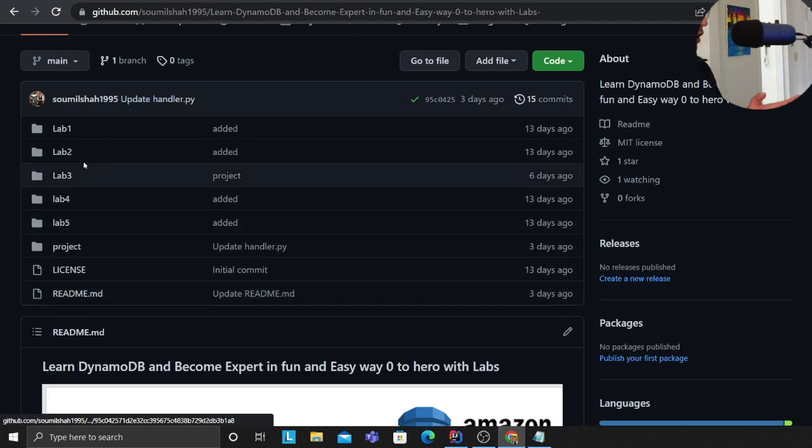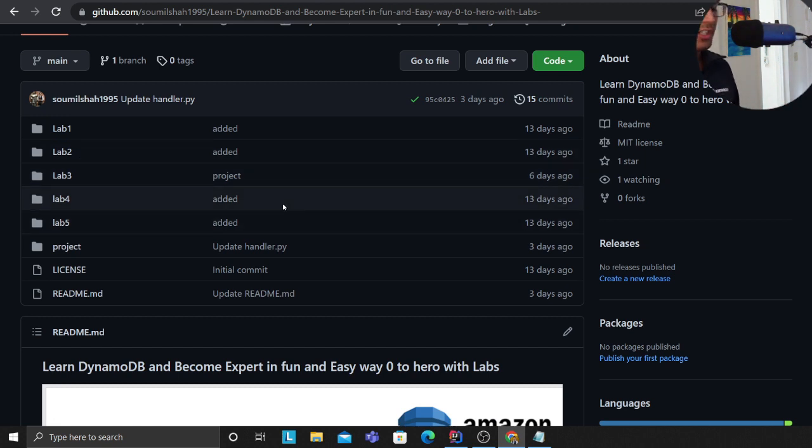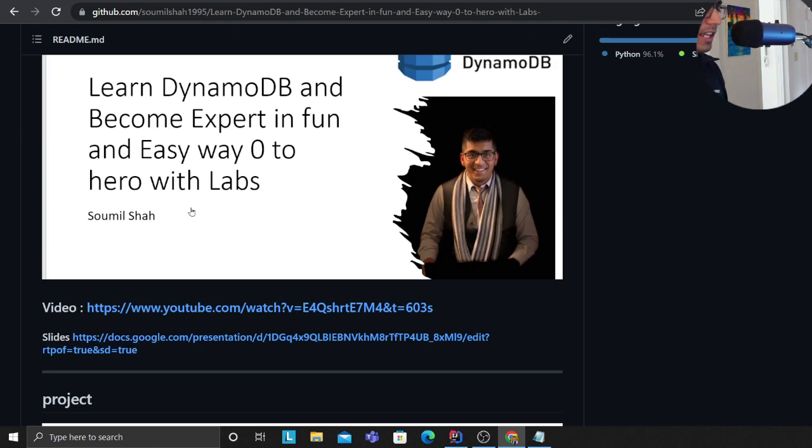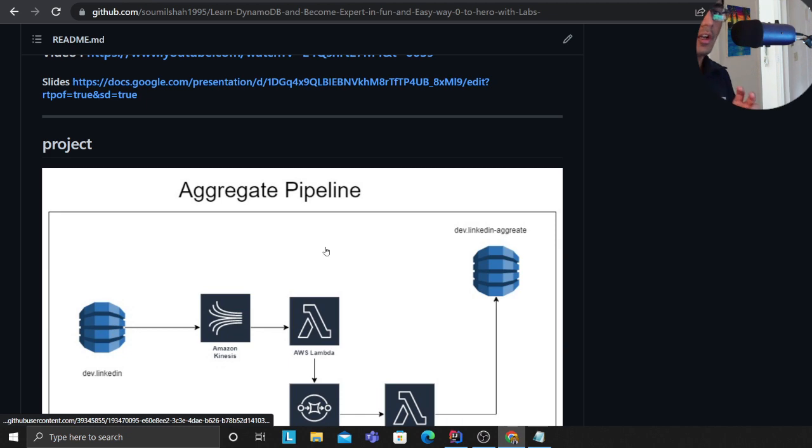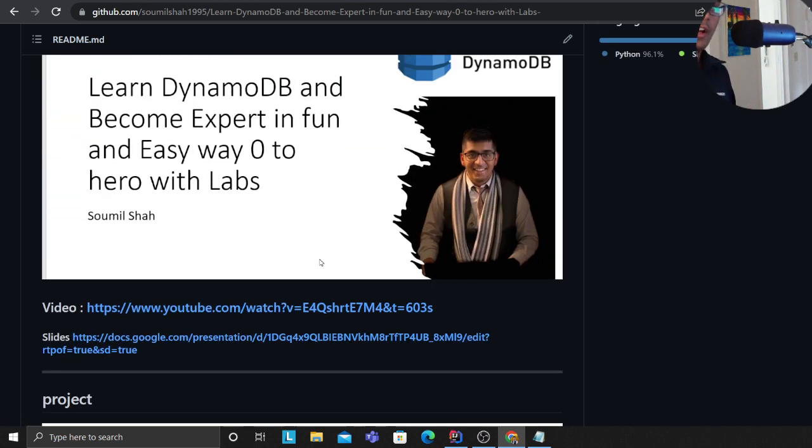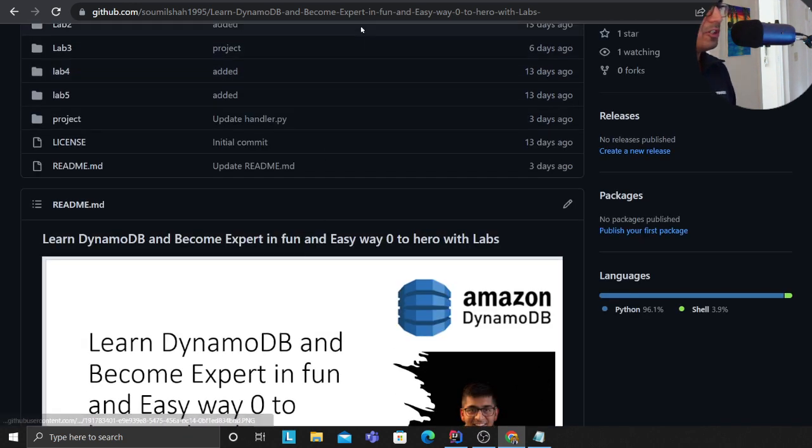Lab 1 will be creating a DynamoDB table through the serverless framework. Labs 2 and 3 are essentially practicing your concepts on GSI, LSI. We have a nice data modeling exercise where we'll try to model LinkedIn. We'll also do a data archiving architecture on DynamoDB through DynamoDB streams.